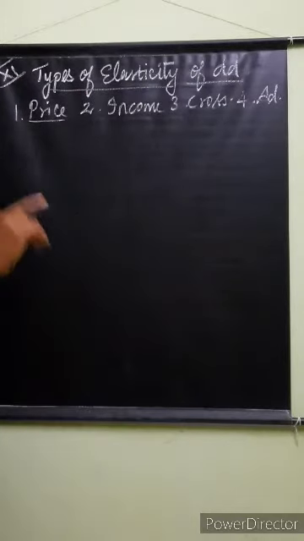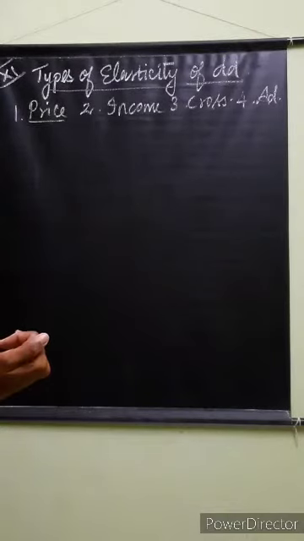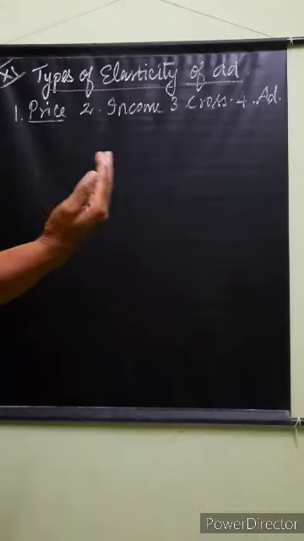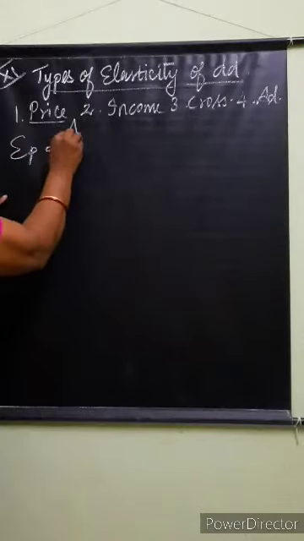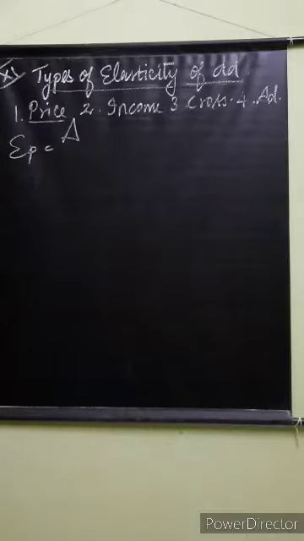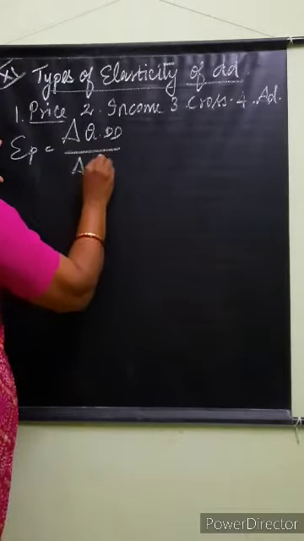But the elasticity of demand talks about how much the fall in price brings the rise in demand, or how much the increase in price decreases demand. The rate, responsive, how much. So it talks about the elasticity of demand. The price elasticity of demand, what we have studied, is the proportional changes in the quantity demanded by proportional changes in the price.